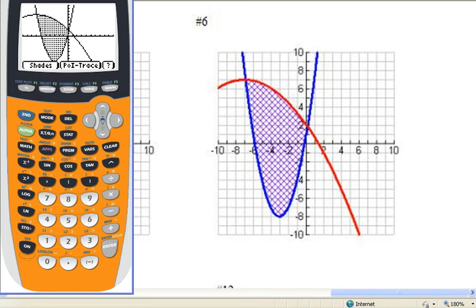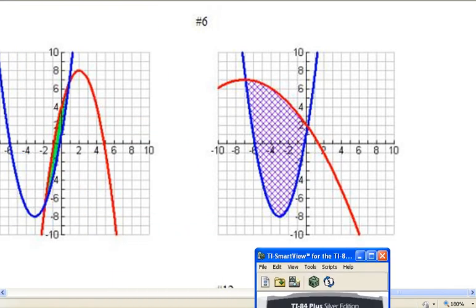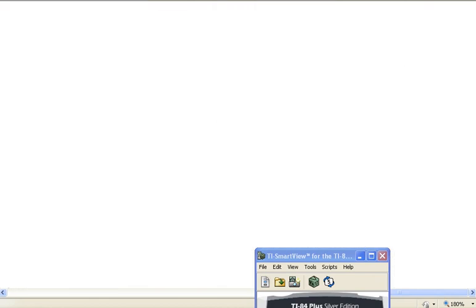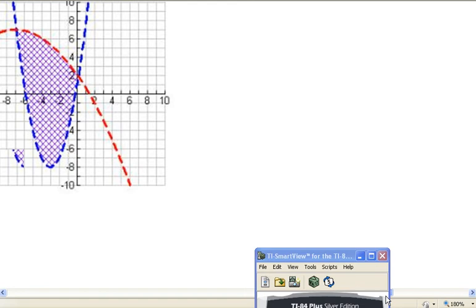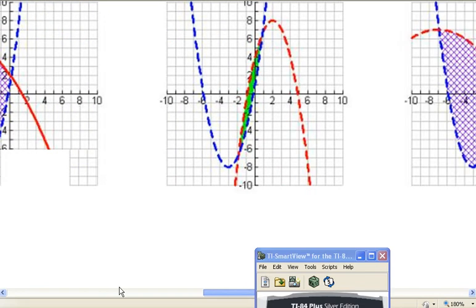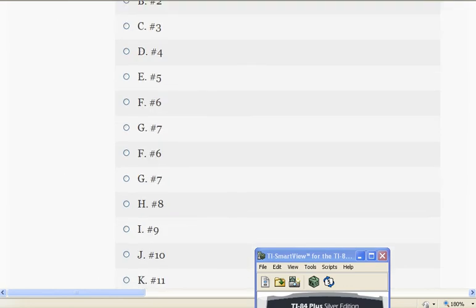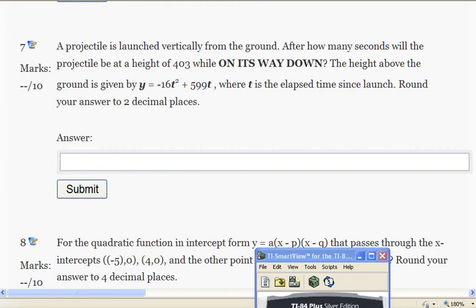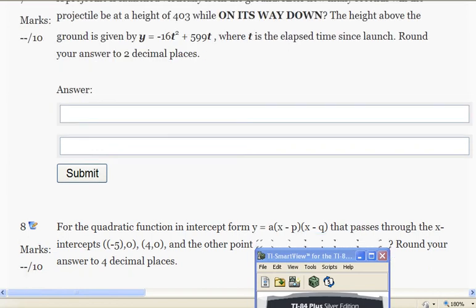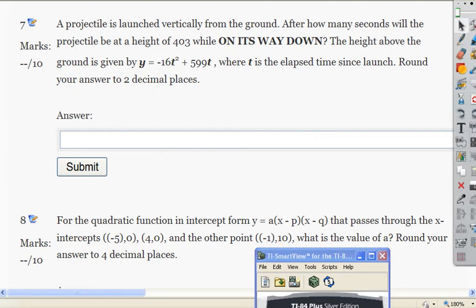Okay, let's see what else we can see here. Next one. Now look at this one. I'm going to go ahead and copy this one down so you can see it a little better, maybe.